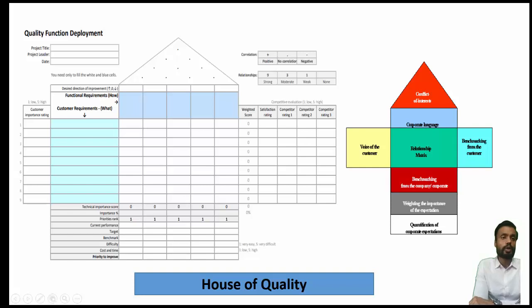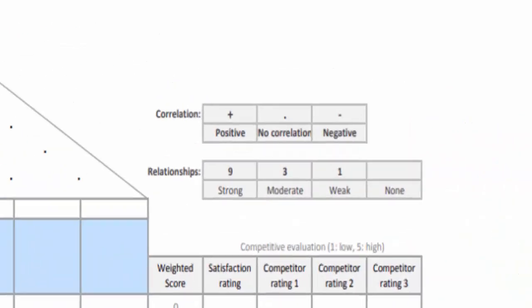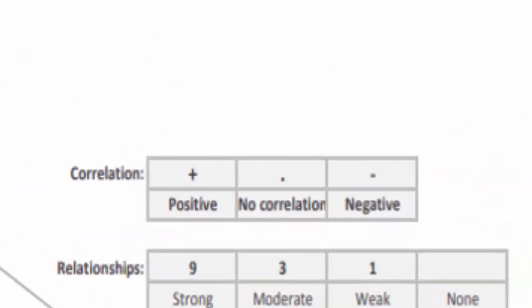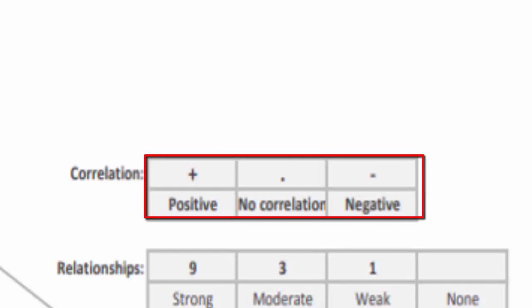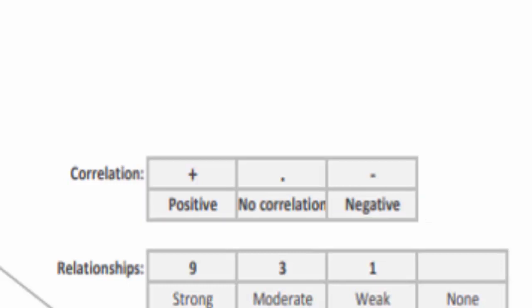So guys, conflict of interest would be represented by some sign. For example, if there is a positive correlation between your corporate language, you would put a positive sign. If there is no correlation, probably you can put 0 or no sign. If there is a negative correlation, you will put a negative sign over there. So this correlation is among the functional requirements which you have identified.